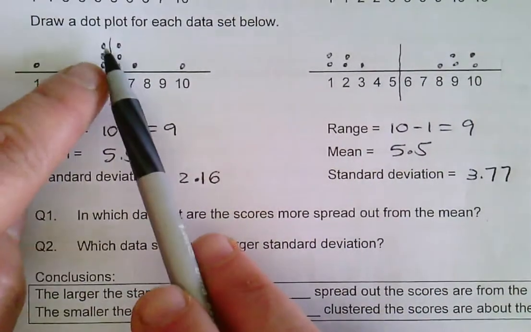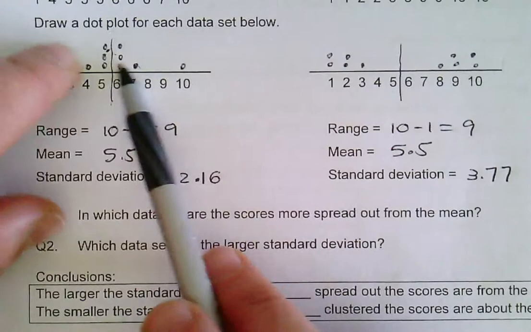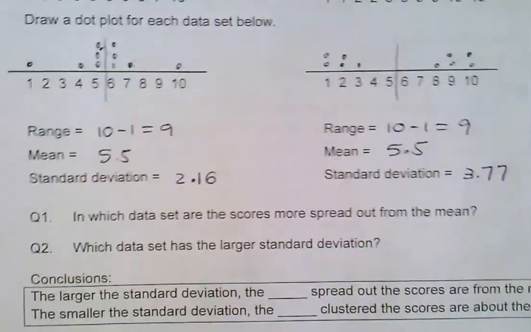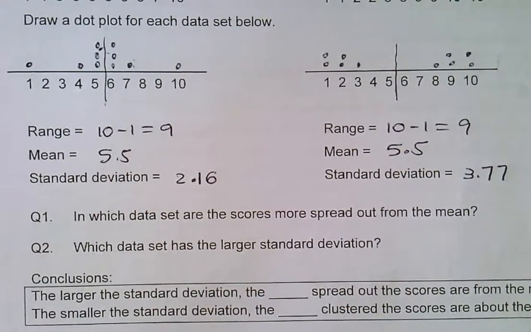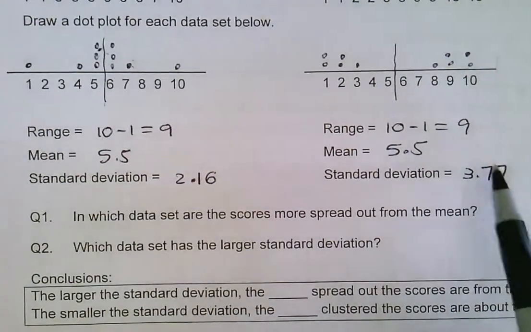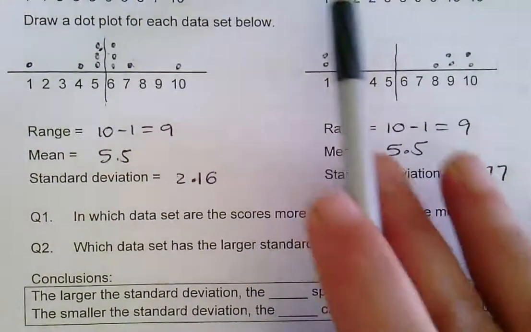If I look at where the mean is, which is here, that's where the mean is. In the first set of data, most of the data is around the mean. But here, none of the data is around the mean. It's really spread away from the mean. The bigger the standard deviation, the further the scores are away from the mean. They're more spread out from the mean. This makes sense that we get a higher standard deviation for this second set of scores.